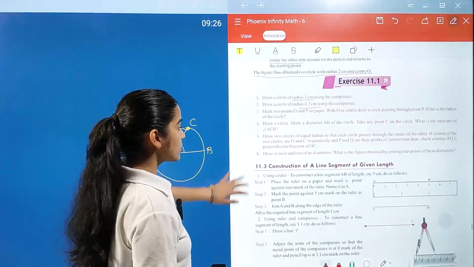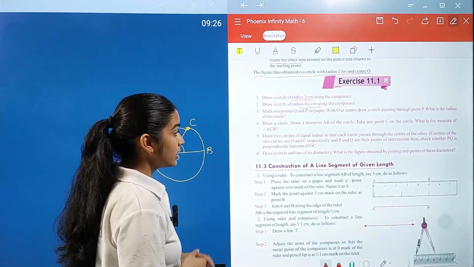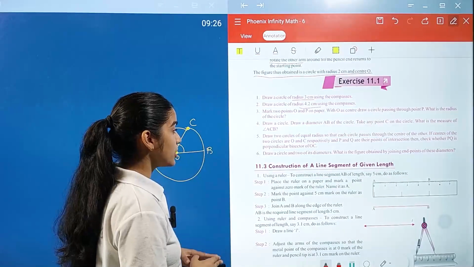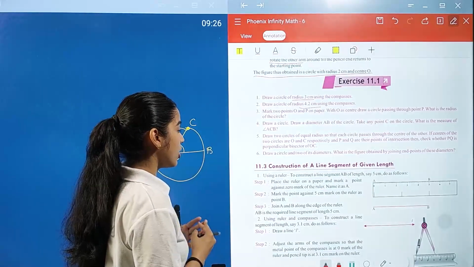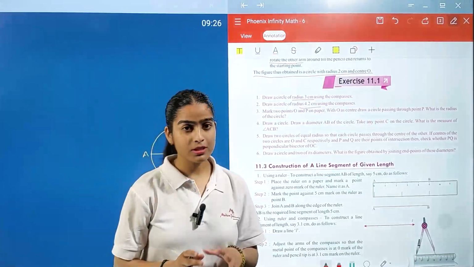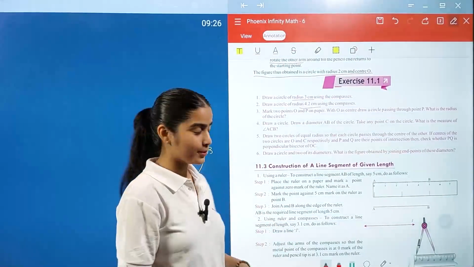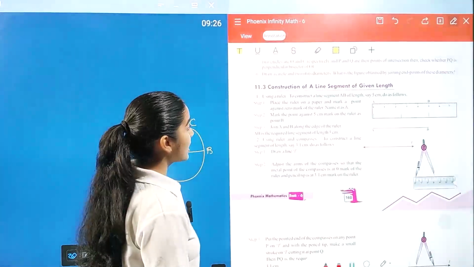Okay. Draw two circles of equal radius so that each circle passes through the center of the other. If centers of the two circles are O and C respectively and P and Q are the points of intersection, then check whether PQ is perpendicular bisector of OC or not. So I hope, students, this is clear to you, and now you can do these two questions on your own, which is very simple.